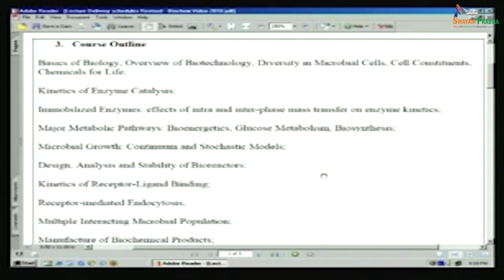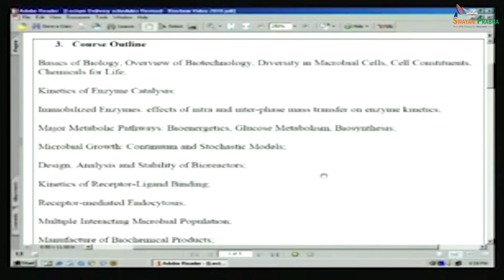That is at the cellular level, and as always our emphasis is on how to move from one scale of analysis to another, so we can move on from the cellular level, that is the micro scale, to the mesoscale, to the macro scale. So we start the course essentially at the cellular level, where we talk about basics of biology and so on, and the kinetics of enzyme catalysis, which is the chapter that we're going to start today. And then we'll look at something like immobilized enzymes, and I'll talk about immobilized enzymes when we come to it a little bit, and talk about metabolic pathways and so on, and microbial growth models.